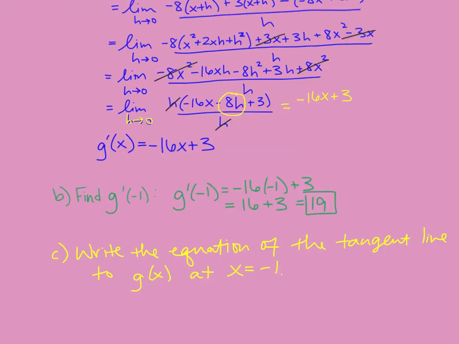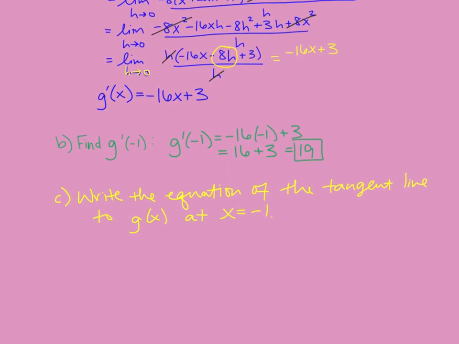And the last thing we're going to do is find the equation of the tangent line to g of x at x equals negative 1. Well, remember, in order to write the equation of the line, we need two things. We need the point, and we need the slope. We have one of those things, and we have half of another one. So what we do have is the slope. Remember, the derivative, the instantaneous rate of change, is the slope, and we have the slope at negative 1. It is 19. So we have the slope of the tangent line already.